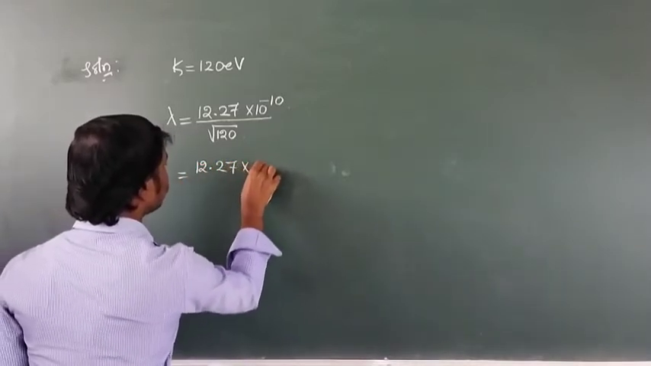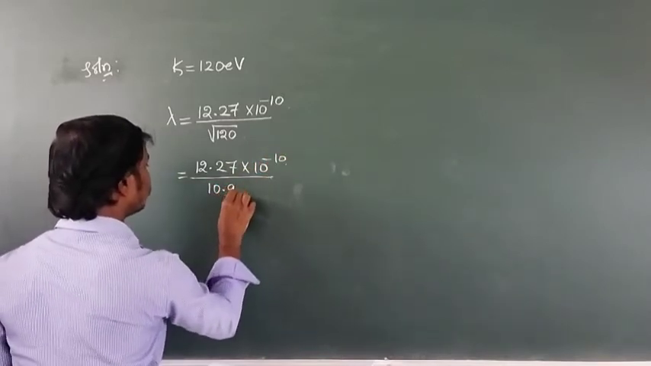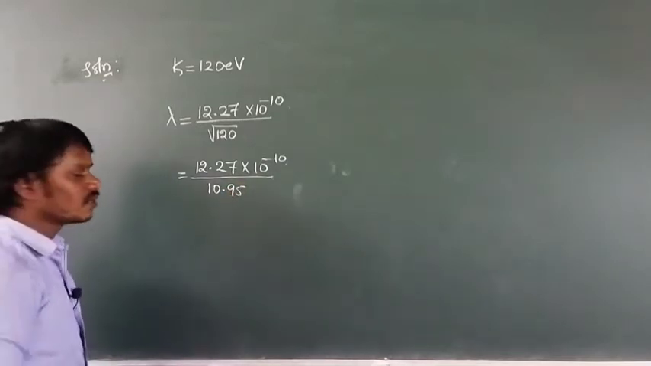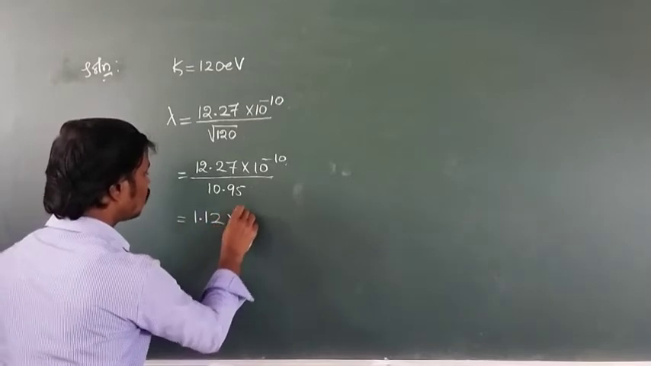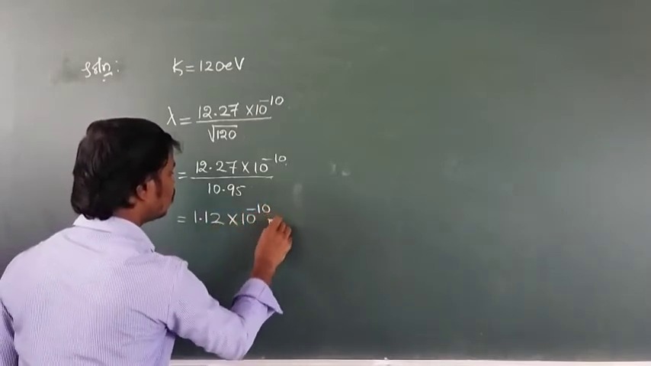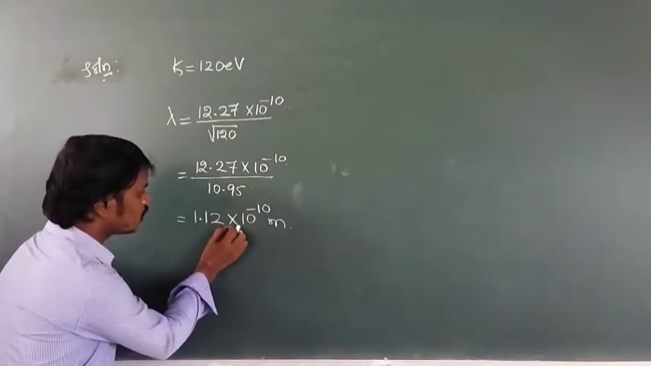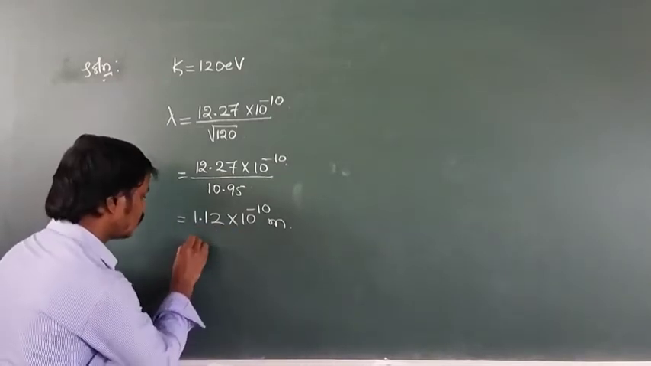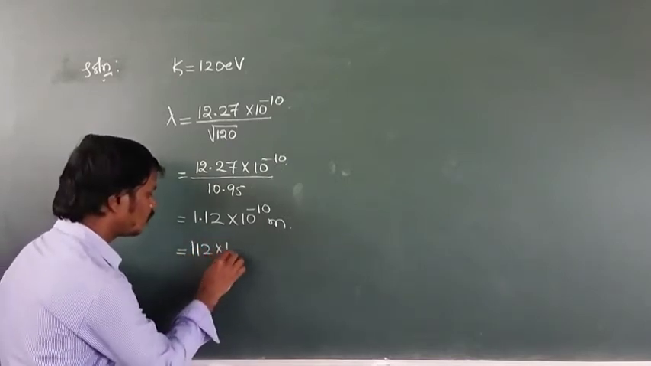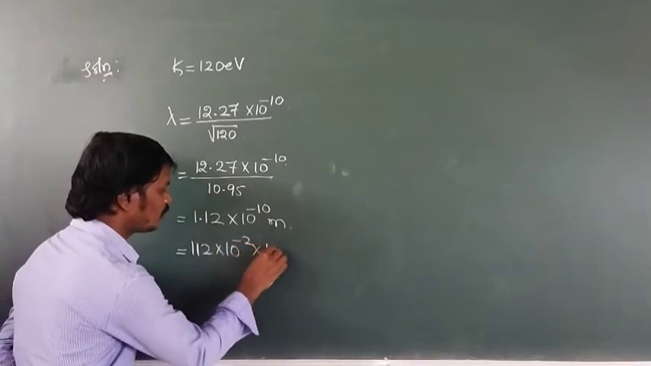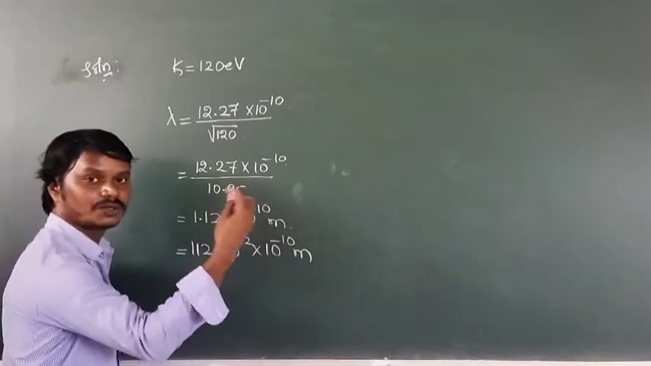12.27 into 10 to the power of minus 10. Then it is 10.95. On solving this, we get the answer about 1.12 into 10 to the power of minus 10 meter. Now let us shift the decimal point after 2 digits to the right. So 112 into 10 to the power of minus 2 into 10 to the power of minus 10. Then it is 112 into 10 to the power of minus 12 meter.